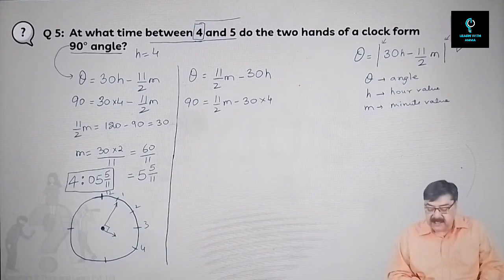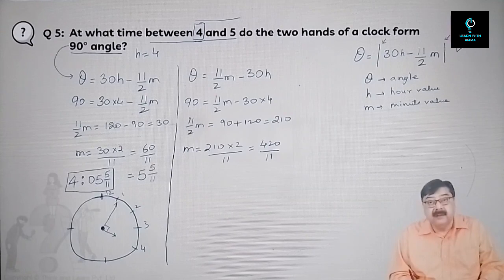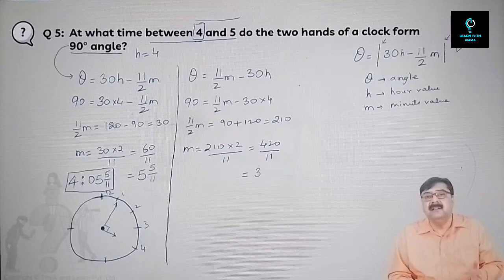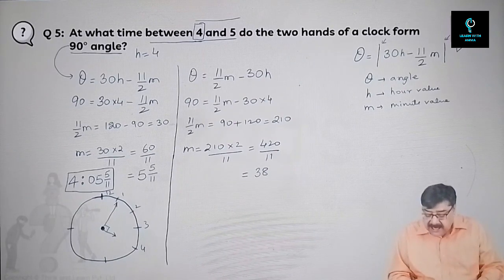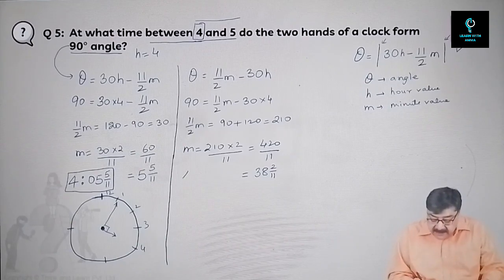So 90 is equal to 11 by 2m minus 30 into 4. Hence 11 by 2m becomes 90 plus 120, that is 210. So m equals 210 into 2 by 11, that is 420 by 11. Now this works out to be: 11 threes are 33, 42 minus 33 is 9, 90. So 38 and 2 by 11. That is the minute value. So the second timing here works out to be 4:38 and 2 by 11.